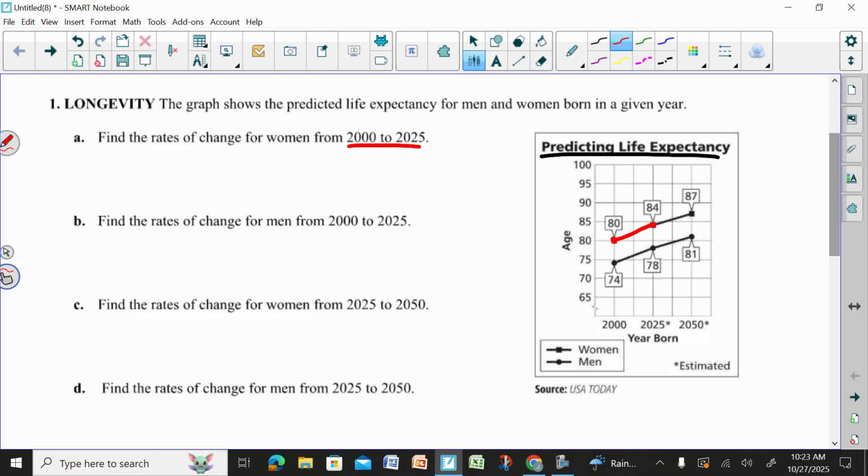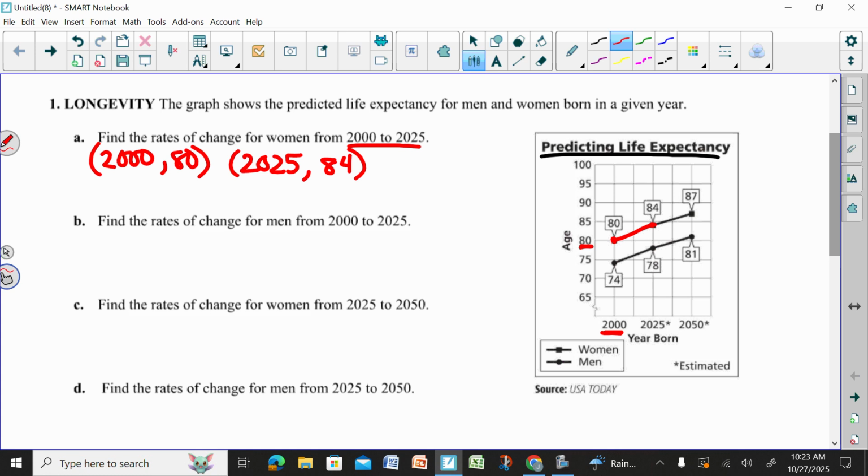So I'm going to write that as an ordered pair. This is my x coordinate. This is my y coordinate. So the first ordered pair I have is (2000, 80), meaning if you're born in the year 2000, they're estimating that women will live till they're 80. And if you were born this year, 2025, they're estimating, hopefully, that these little baby girls will live an extra 4 years longer.